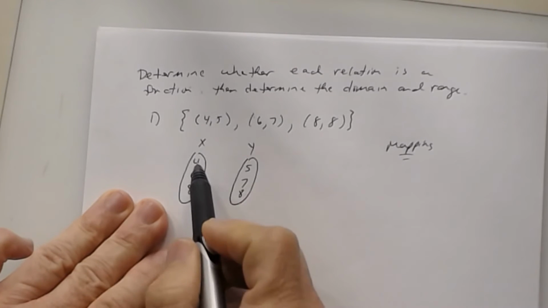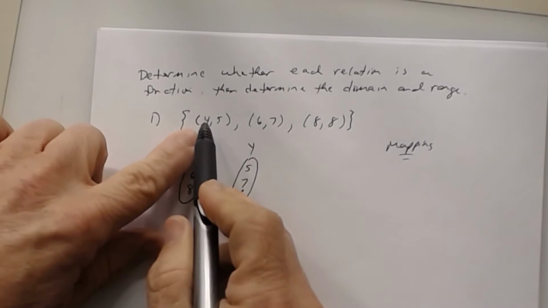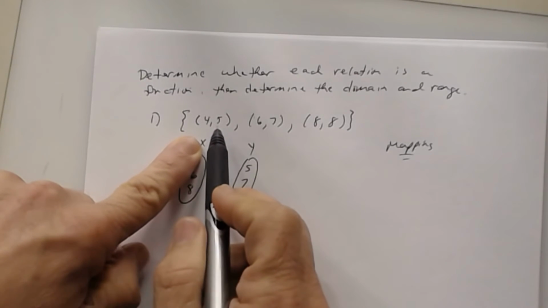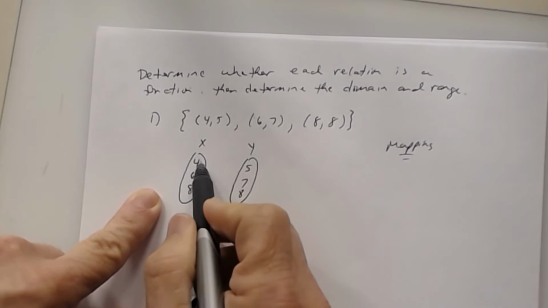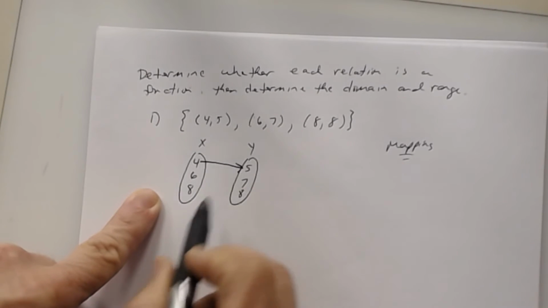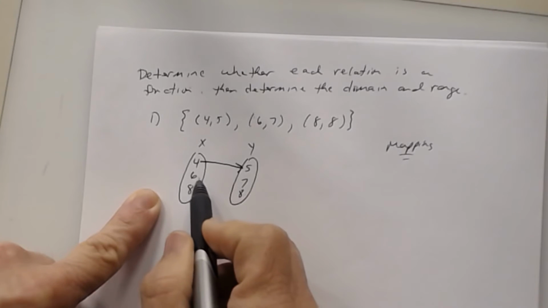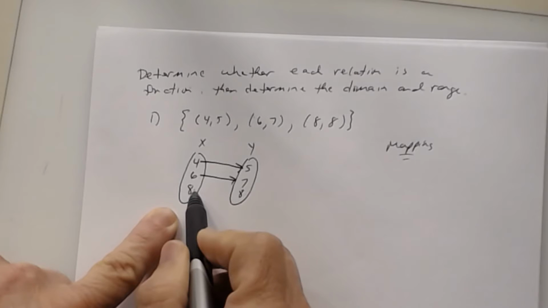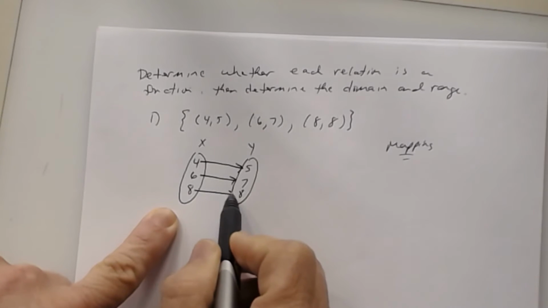All right, now let's start with the 4. Notice that according to this first coordinate, when x is 4, what's my y coordinate? 5. So I'm going to draw an arrow from 4 to what? 5, like that. Then we'll draw an arrow from 6 to what? 7. Then we'll draw an arrow from 8 to 8.